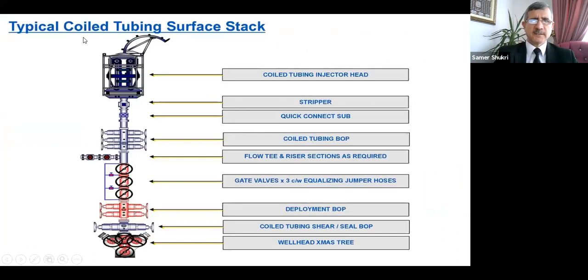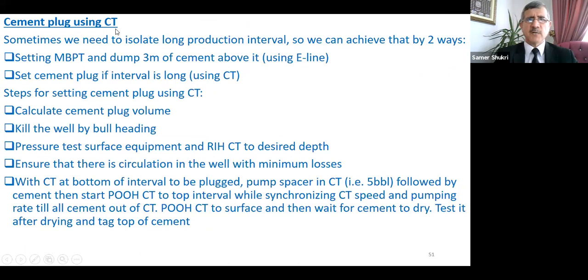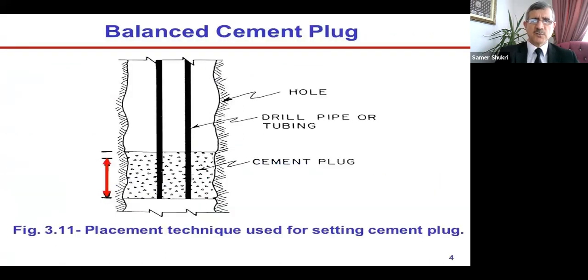Here also the typical coil tubing stack from wellhead to the gooseneck, and each one is explained on the right side. Here, cement plug. How can you set dump cement for say 200 feet or 500 feet using the coil tubing? It is coming from the field experience. I was doing like this when I was working in the field. So I am exchanging my experience with you, so you can learn and do the same job maybe in a better way.